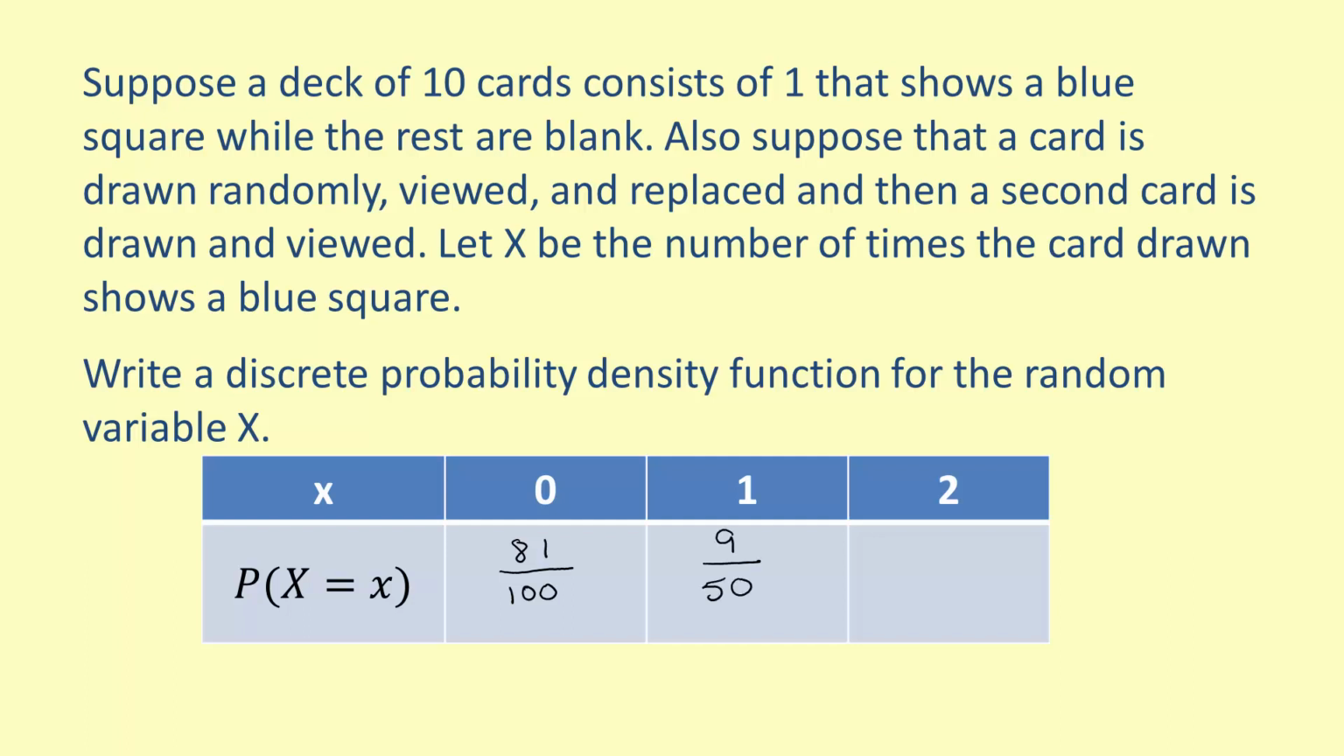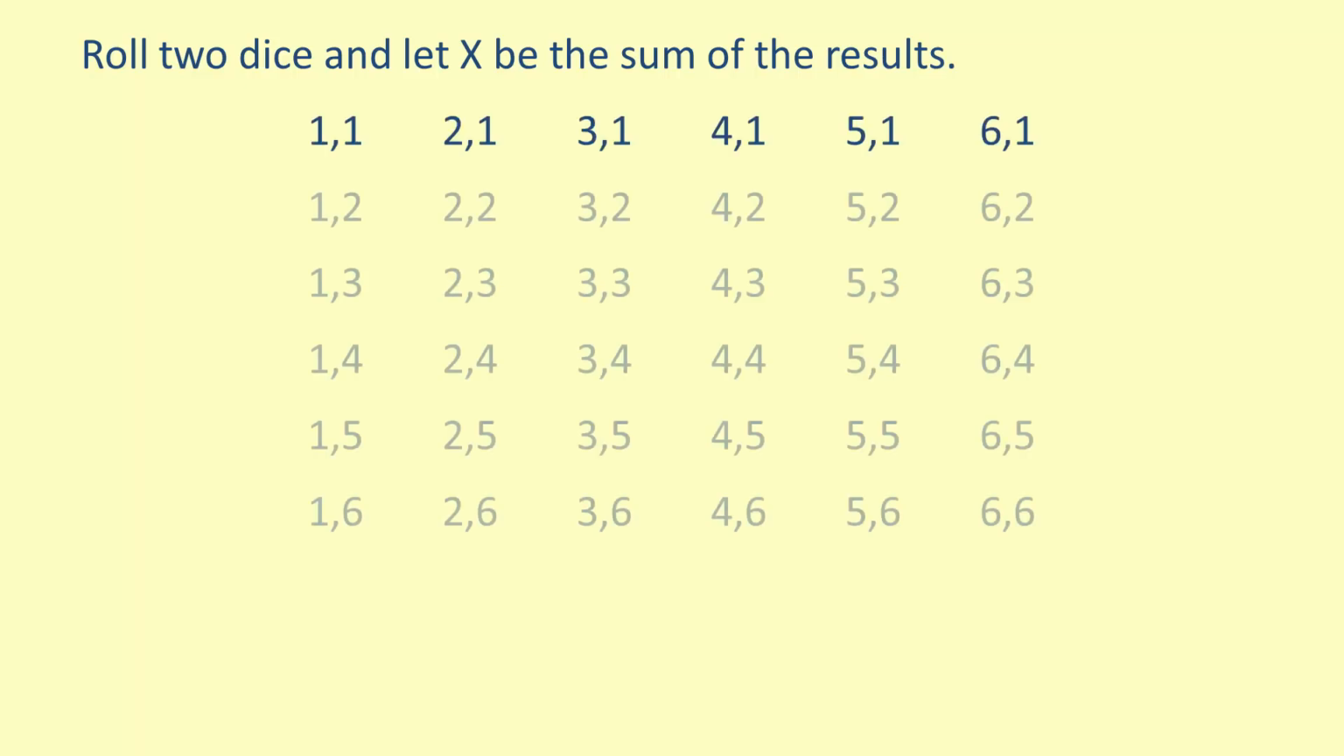The probability that both cards drawn show a blue square is 1 over 10 times 1 over 10 equals 1 over 100. Another way we can determine the probability density function for a discrete random variable is by listing the sample space. For this example, consider rolling 2 dice and let X be the total number of dots shown on the 2 dice. First, list the sample space of all possible outcomes.